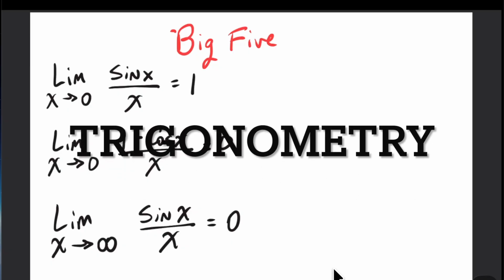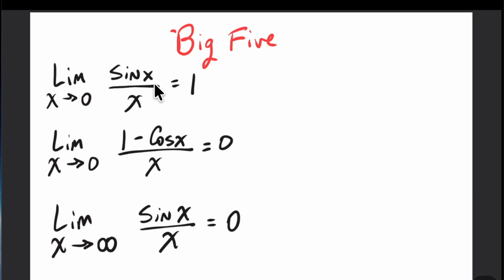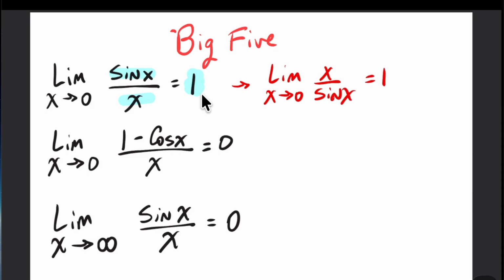As we move into limits for trigonometric functions, I want to point out the big 5 limits that you just have to memorize. All of them have x in the denominator to start, and as we'll see, there are going to be offshoots of the first two. The first one you have to memorize is that the limit as x approaches 0 of sine of x over x equals 1. The fact that this limit equals 1 means the numerator and denominator have to be the same. So there's an offshoot of this, and that is that the limit as x approaches 0 of x over sine of x is also equal to 1.